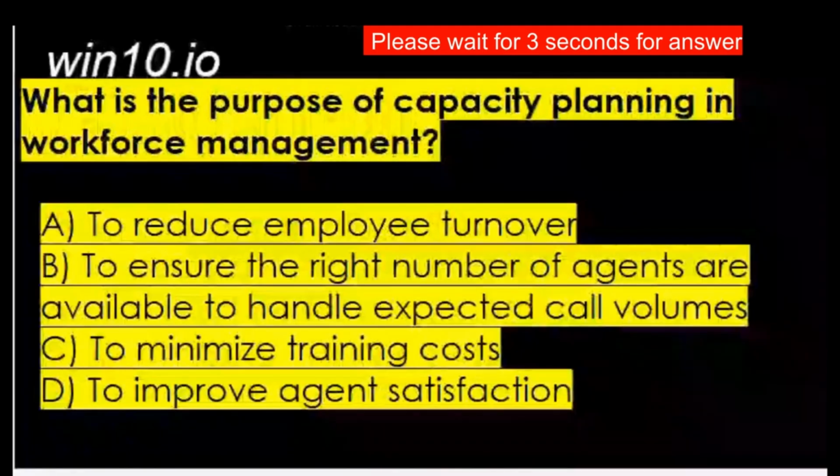What kind of skill set they should be having? It should consider the attrition, shrinkage, AHT, occupancy rate. We have to consider all these things, and on the basis of that we have the capacity planning in place.